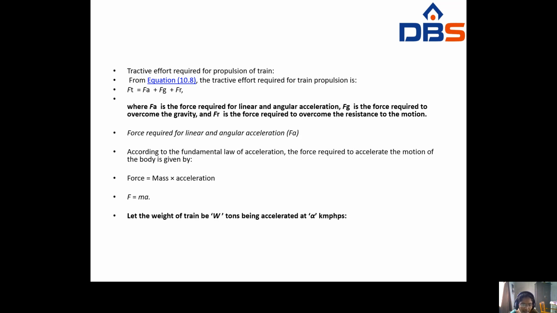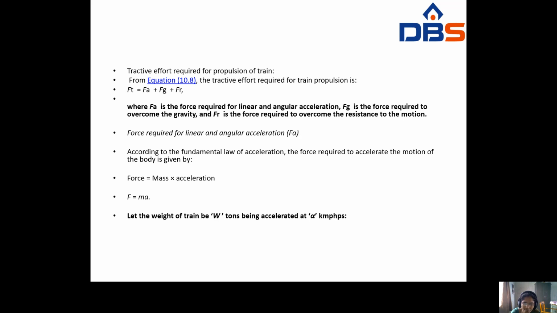Here let the weight of the train be W tons, being accelerated at alpha kilometer per hour per second. You can assume the weight of the train is W tons, and it accelerates at a rate of alpha kilometer per hour per second.